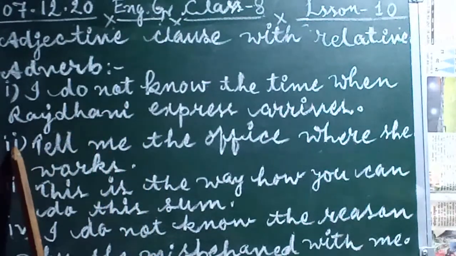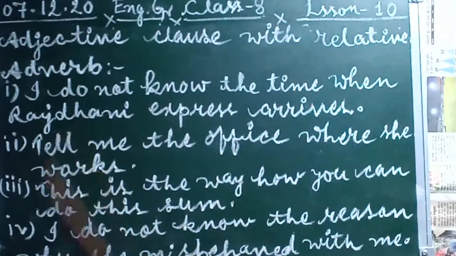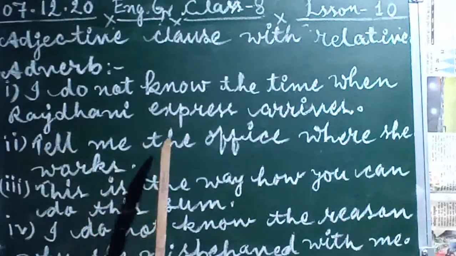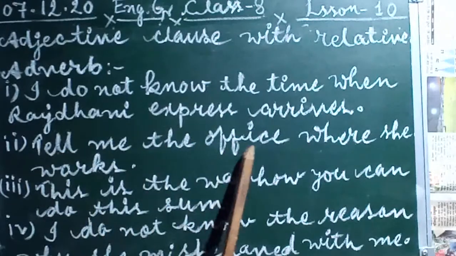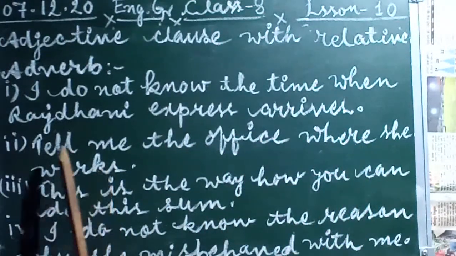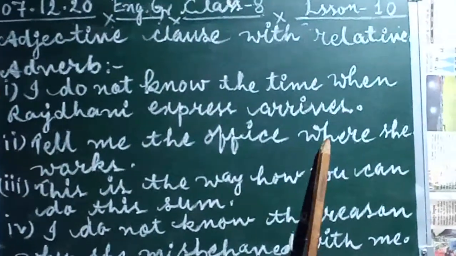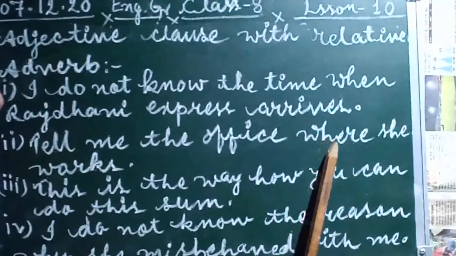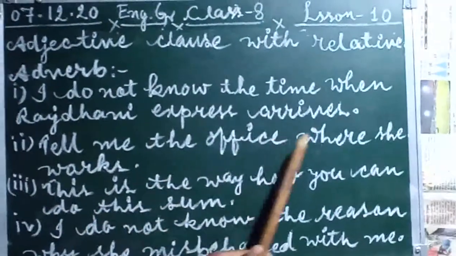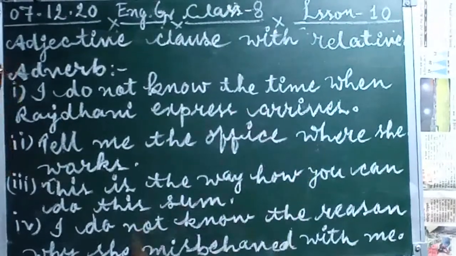Number two, I am taking here: tell me the office where she works. Tell me the office is one sentence, and she works is another sentence, and these are joined with the relative adverb where, and it is making a meaningful sentence. So we use relative adverbs for making an adjective clause here.